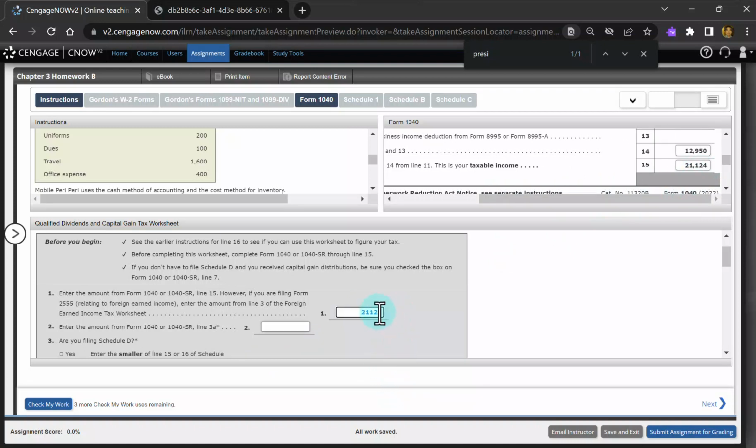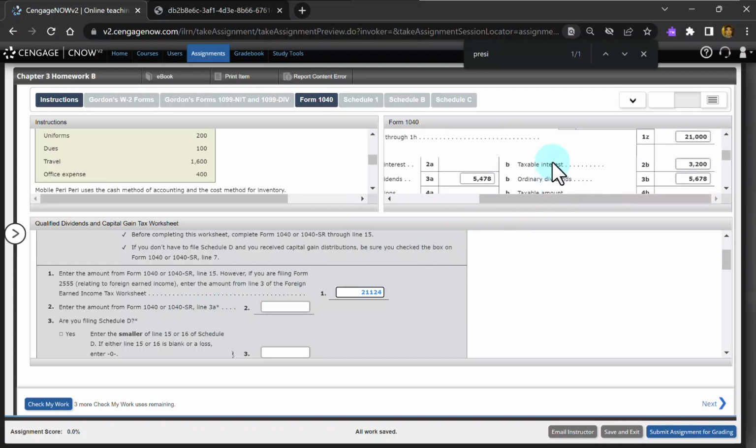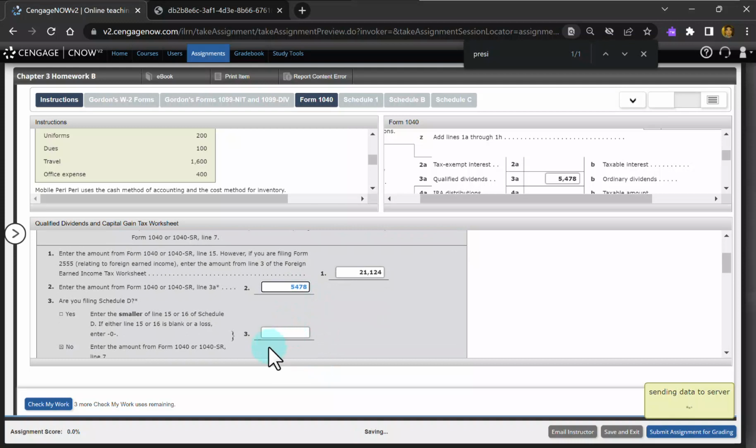21,124. Then we're going to back out of this taxable income the qualified dividends that are in line 3A of the 1040 form. Not this ordinary dividend, but this qualified dividend, 5478. 5478. And then another thing we back out is the capital gains or the capital gain distribution.